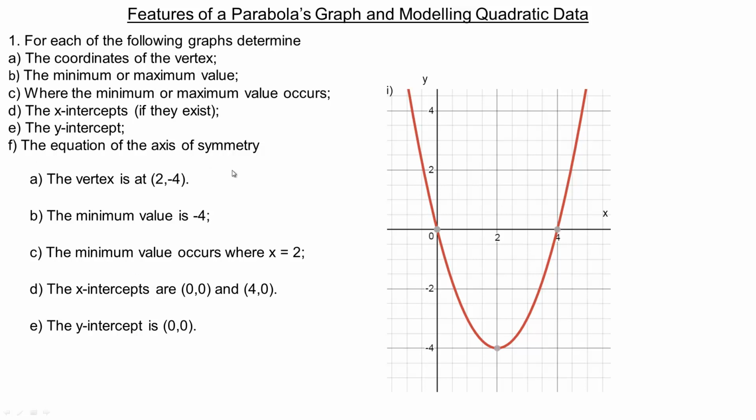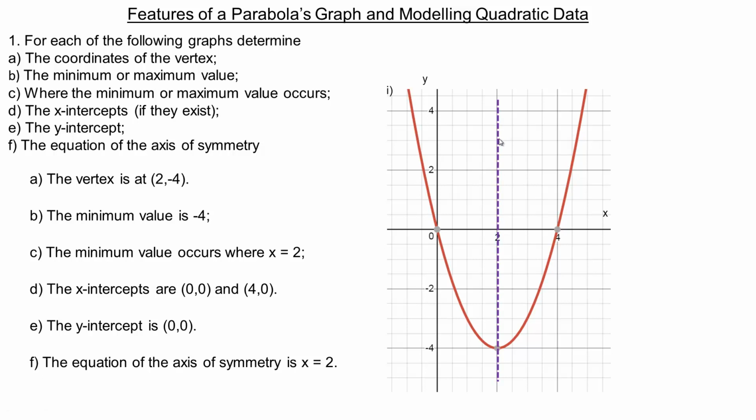The equation of the axis of symmetry, this is the axis of symmetry. It's the vertical line that goes through the vertex. So if I were to reflect the graph in this, the parabola would look exactly the same. So it's said to be symmetrical about that line of symmetry. And the equation of the axis of symmetry is x equals 2. It's always x equals the x-coordinate of the vertex.